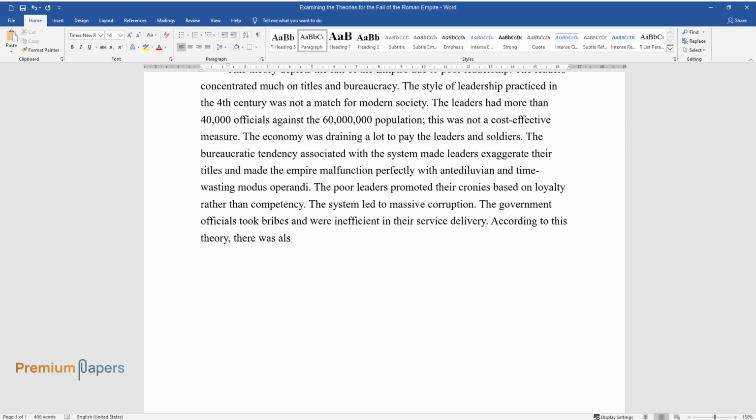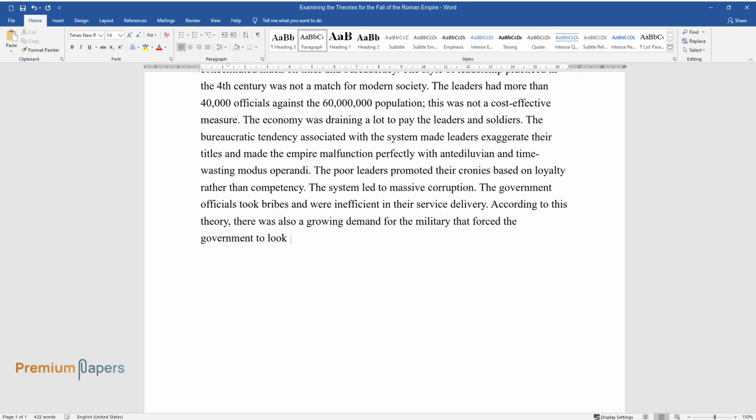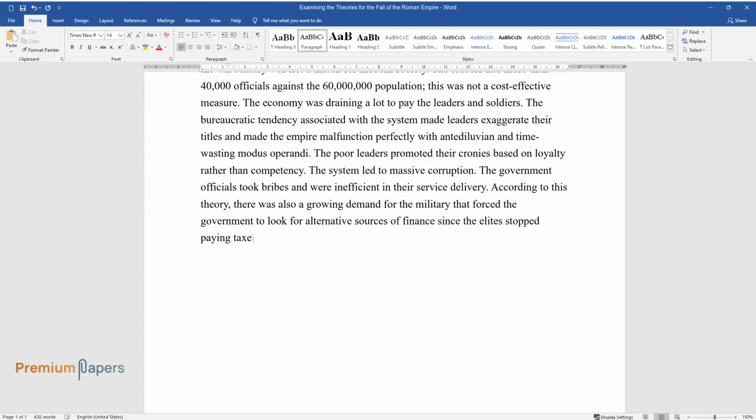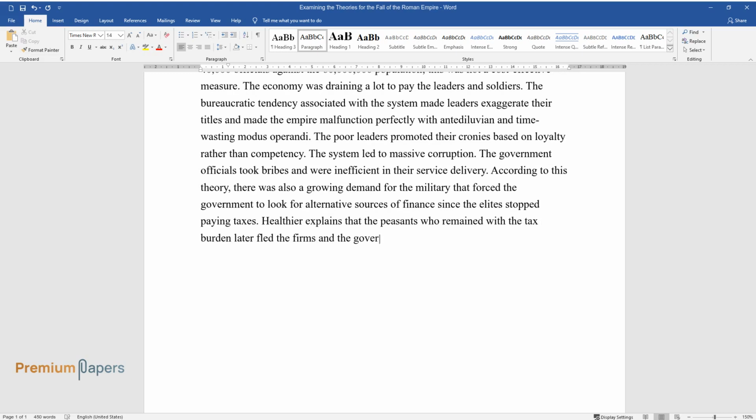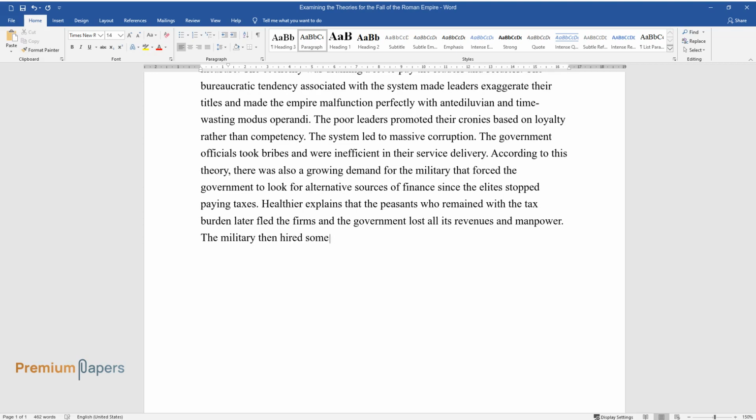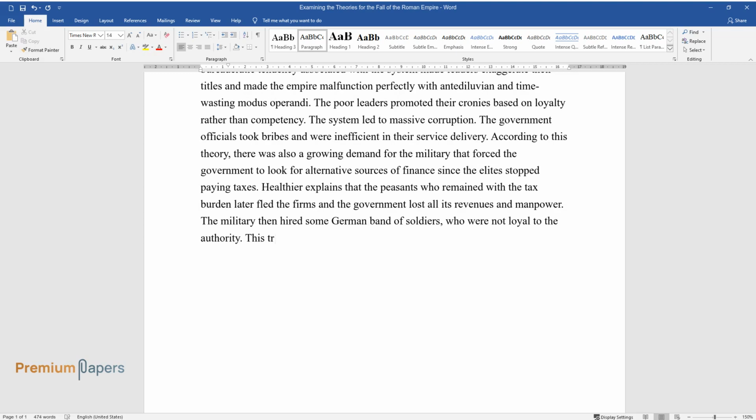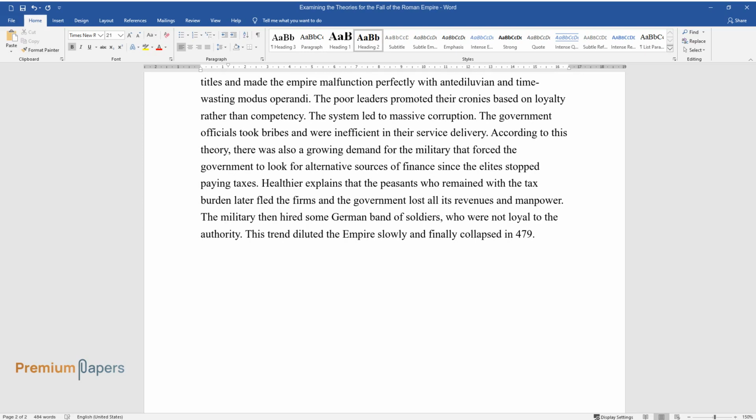According to this theory, there was also a growing demand for the military that forced the government to look for alternative sources of finance since the elites stopped paying taxes. Helfier explains that the peasants who remained with the tax burden later fled the farms and the government lost all its revenues and manpower. The military then hired some German bands of soldiers, who were not loyal to the authority. This trend diluted the empire slowly and it finally collapsed in 479.